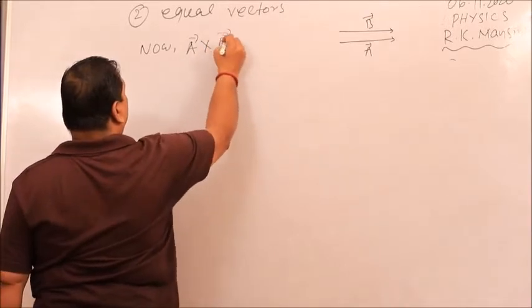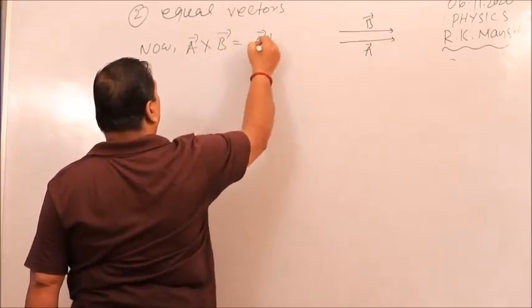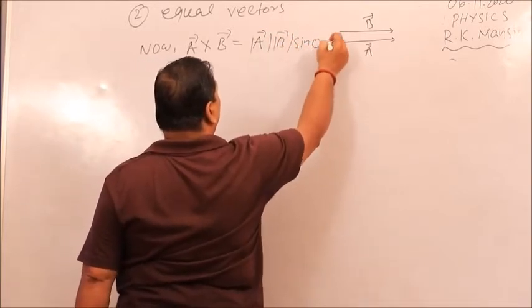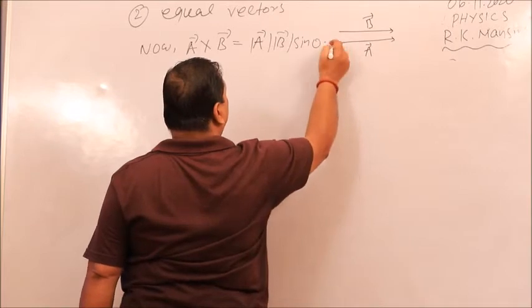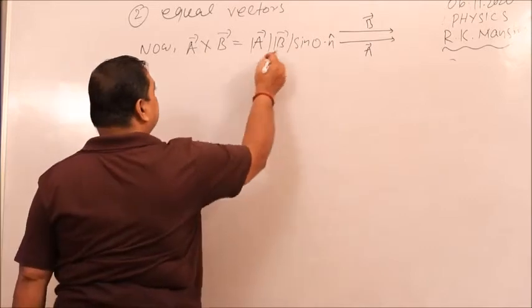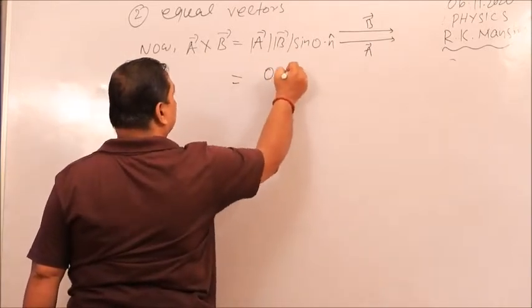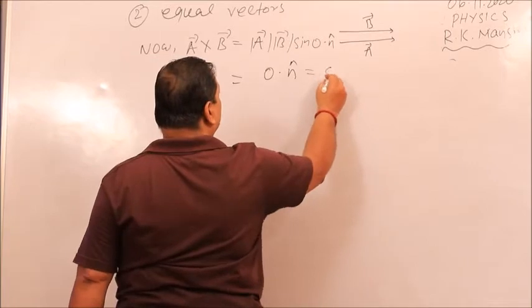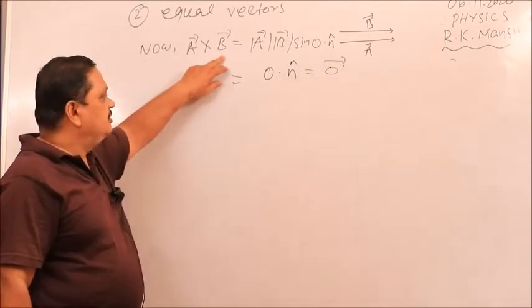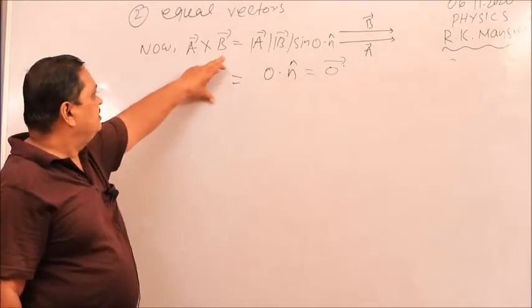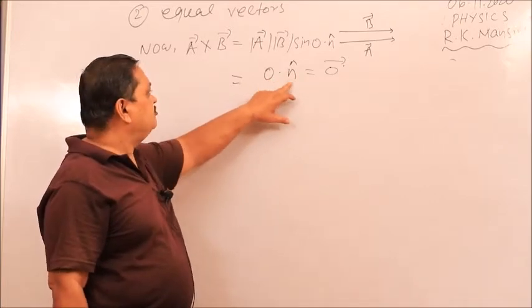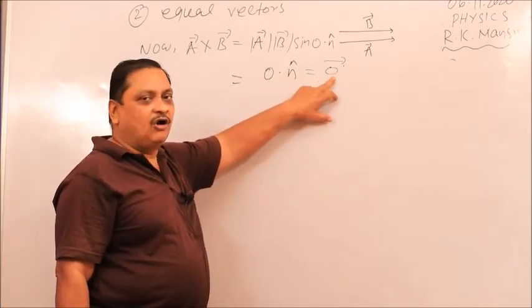A cross B equal to modulus A modulus B sin 0 n cap. Value of sin 0 is 0, so this is 0 dot n cap. It will give null vector. Since cross product between two vectors will give another vector quantity, here 0 into n cap, this is scalar quantity, this is vector quantity. If you multiply scalar to vector, you will get another vector. Here this is null vector.